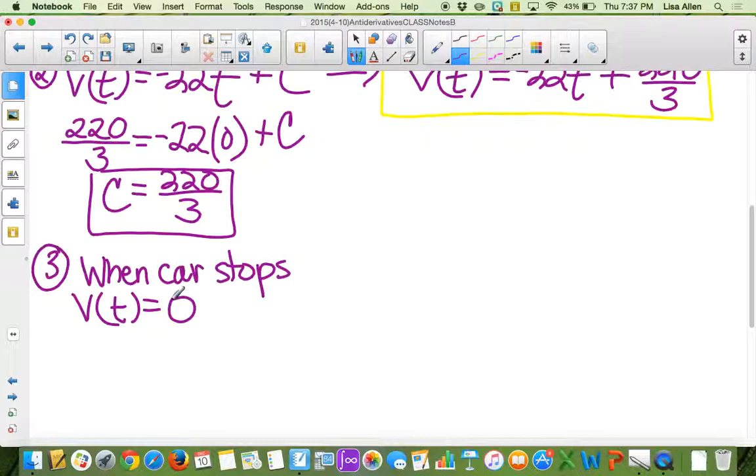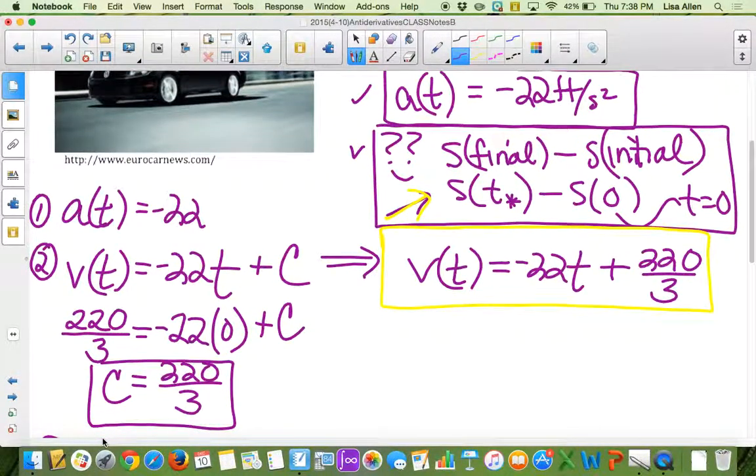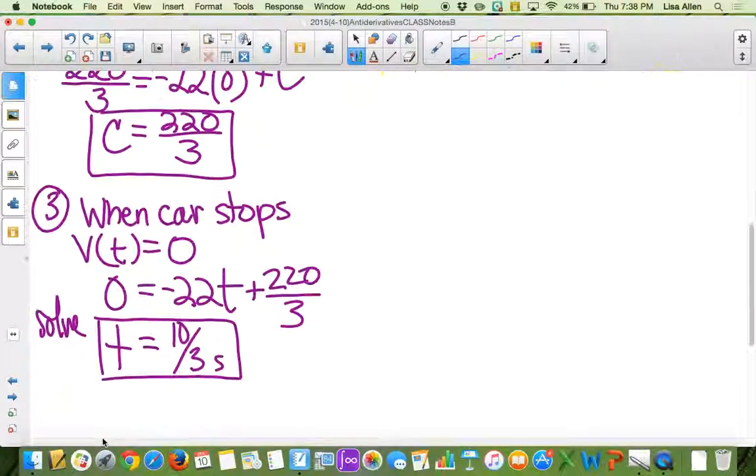That helps me because then I know 0 is equal to negative 22t plus 220 over 3. And then I can solve for t, and you can easily see that we get t is equal to 10 thirds second, or 3 and 1/3, but I prefer 10 thirds. Okay, 10 thirds seconds. Well, how is that going to help us? Well, if we know 10 thirds seconds, then we know up at the top we need S of 10 thirds minus S of 0.